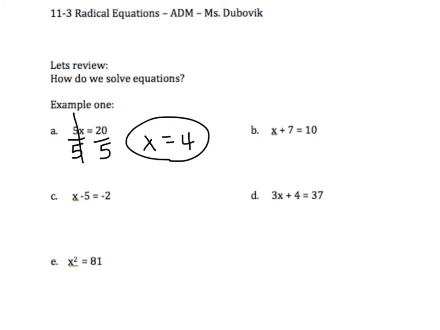Part B. B is addition, so x plus some number is going to give us 10. So in order for us to get x by itself, you'd subtract 7 from each side, and then get x is 3.